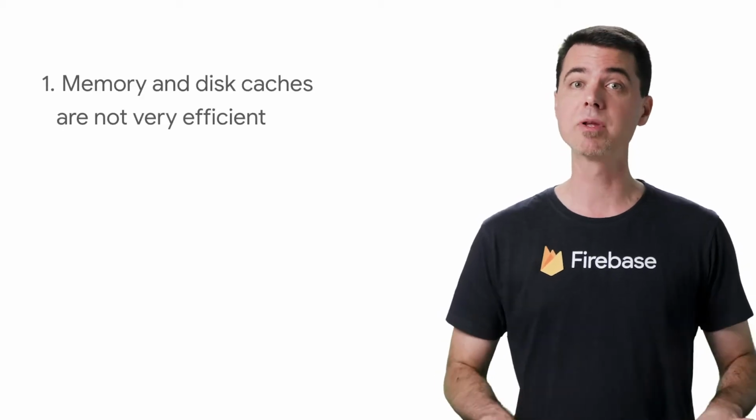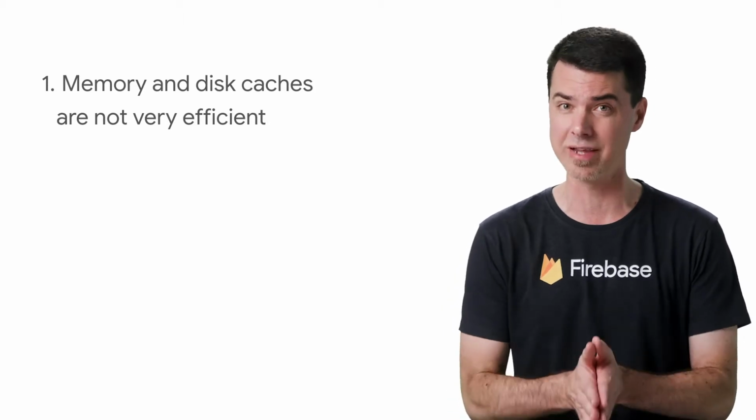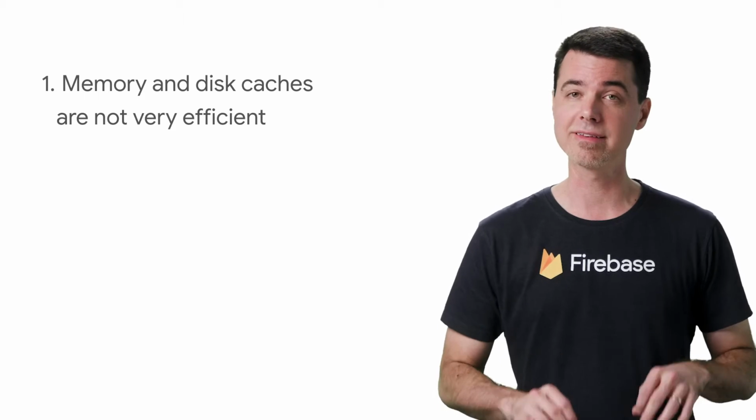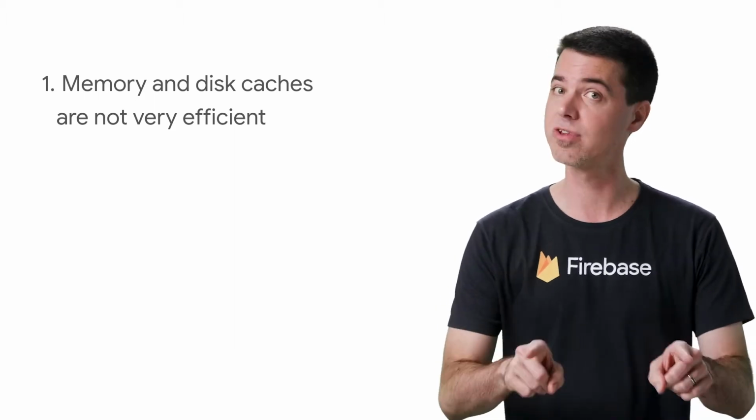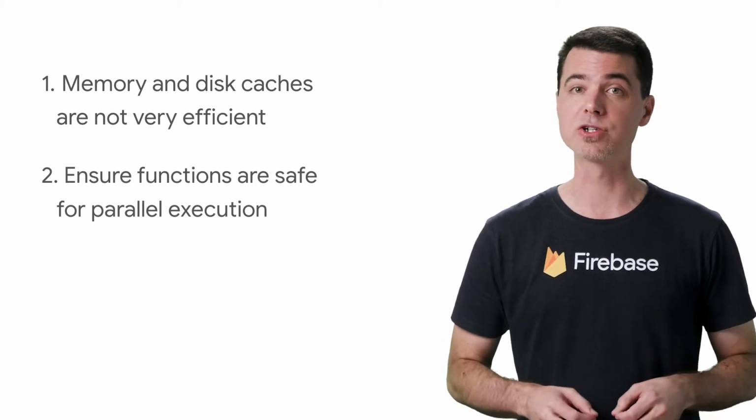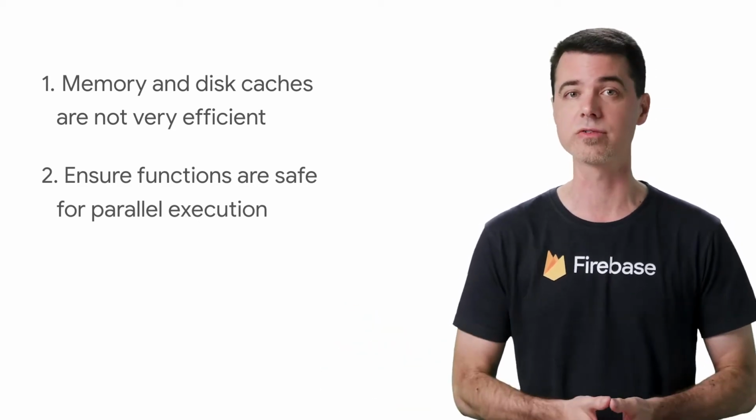There are two important things to realize about this isolation between instances. First, optimizations such as memory and disk caches are not as effective in Cloud Functions as they might be in your mobile app. And not just because of isolation, but also the fact that instances will be shut down outside of your control without warning. Second, you might have to do something to make sure it's safe for your function to execute in parallel like this, if it accesses external resources.